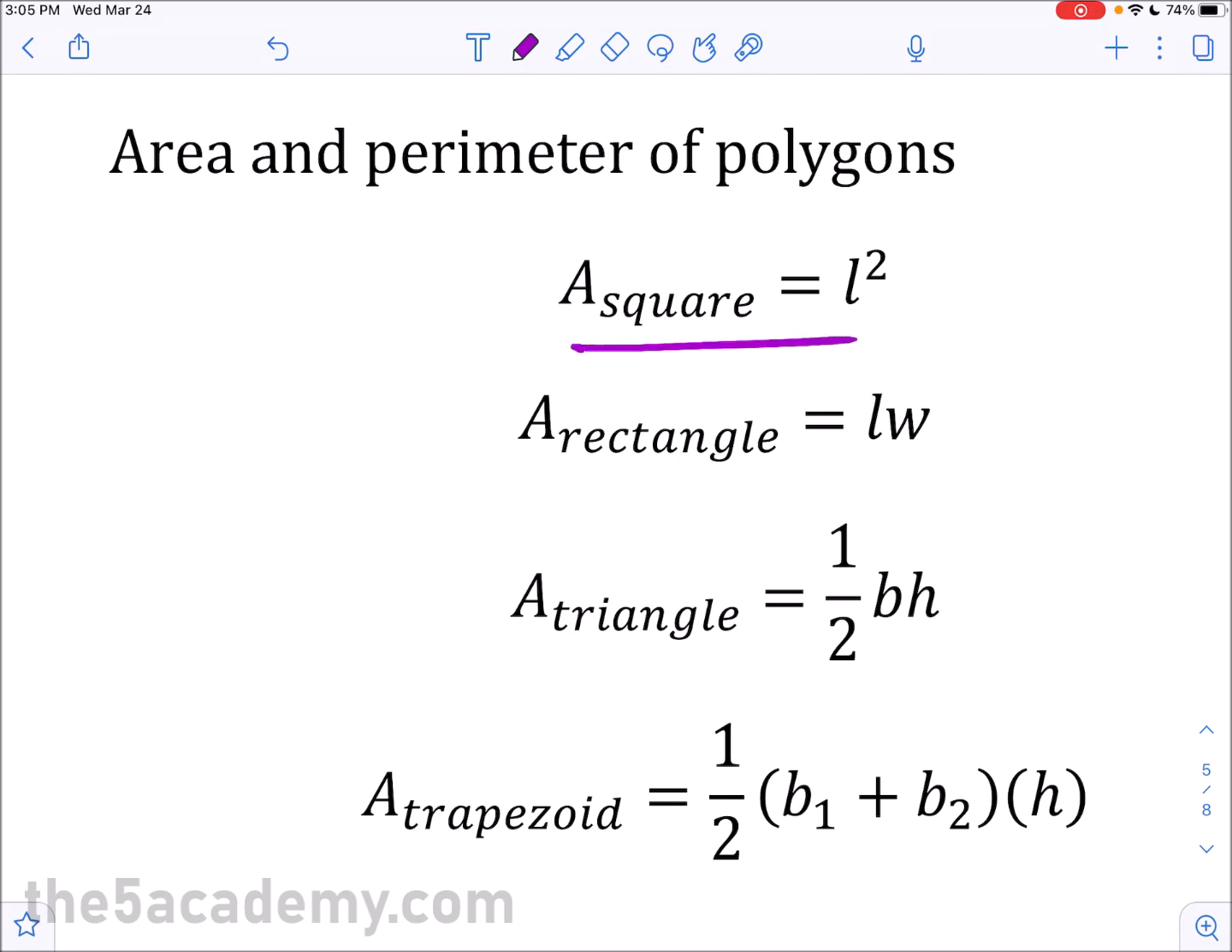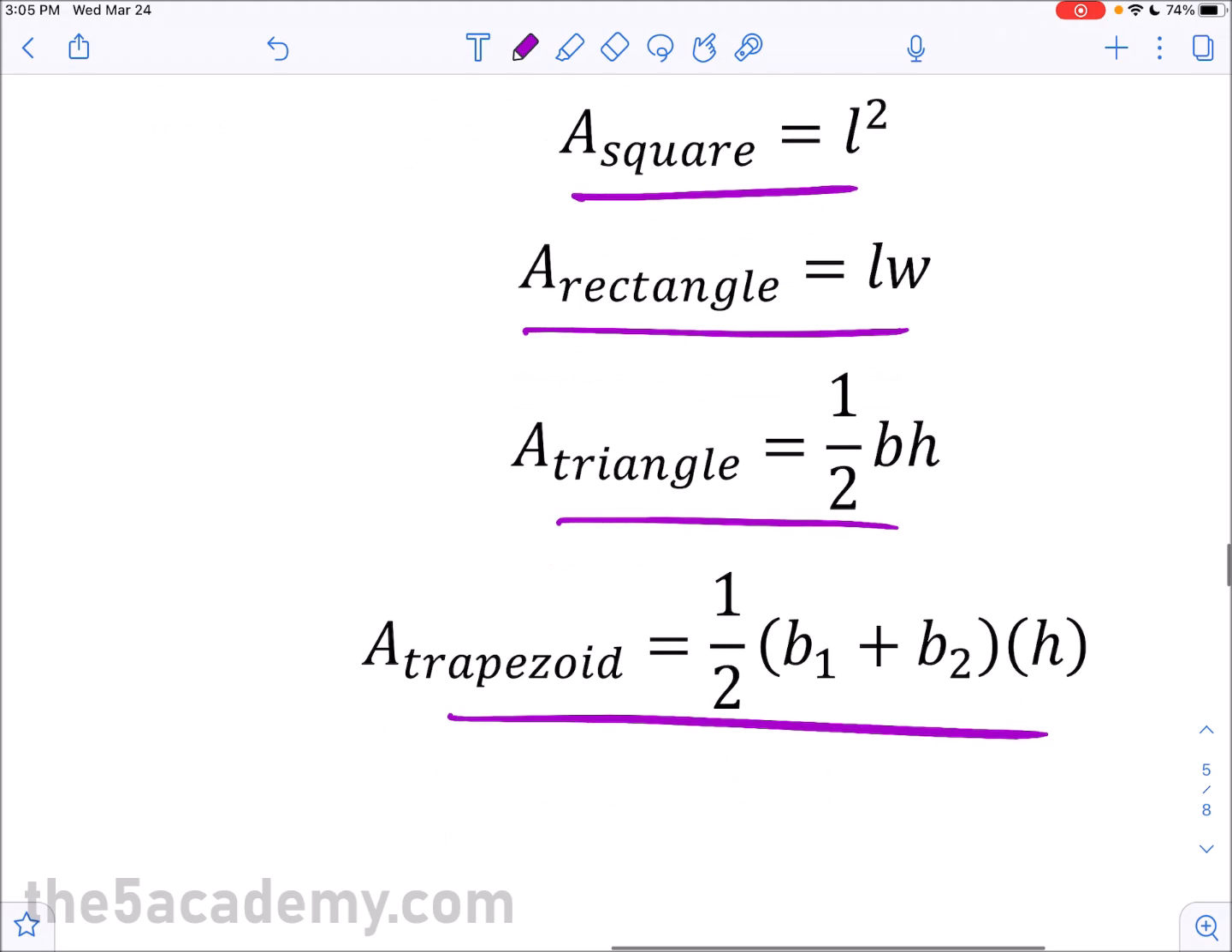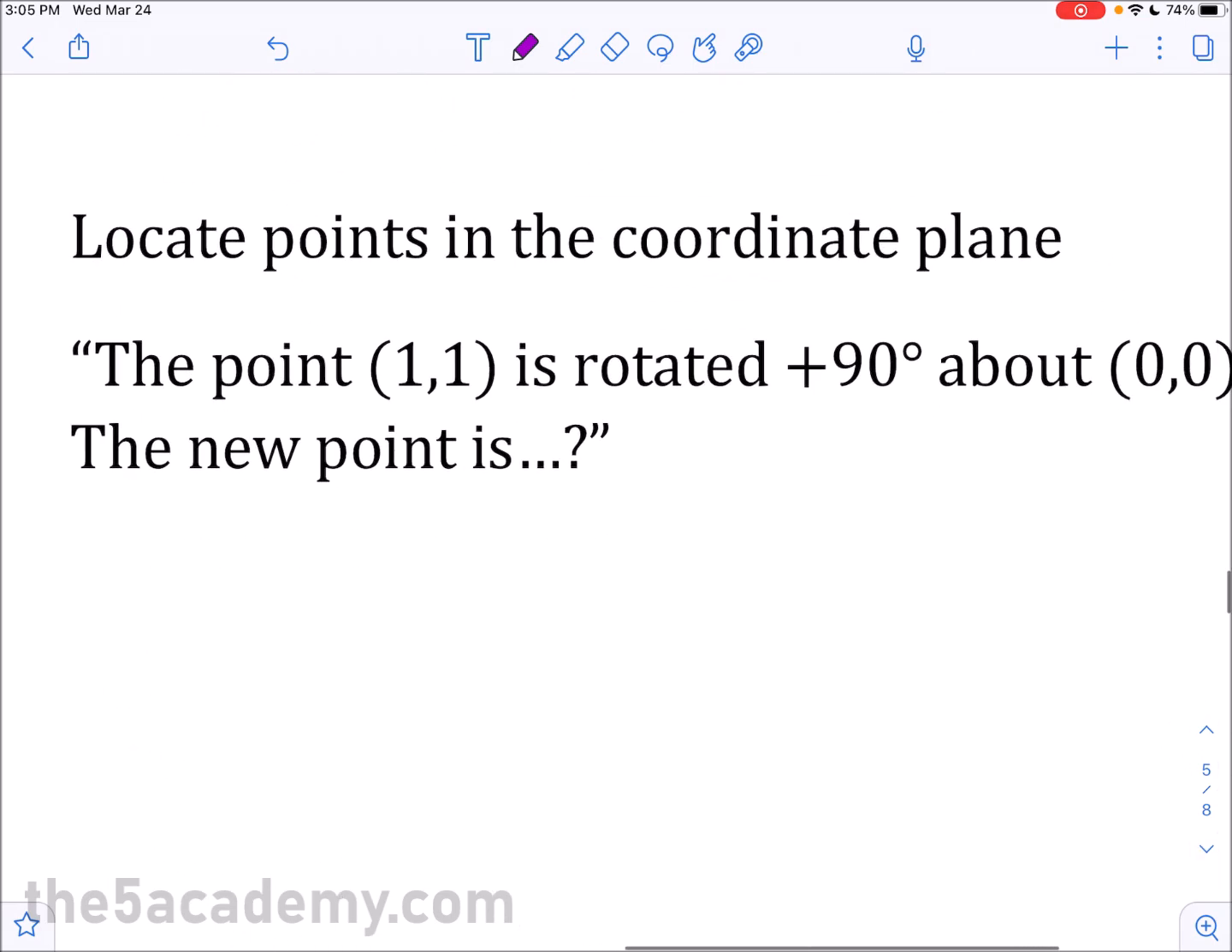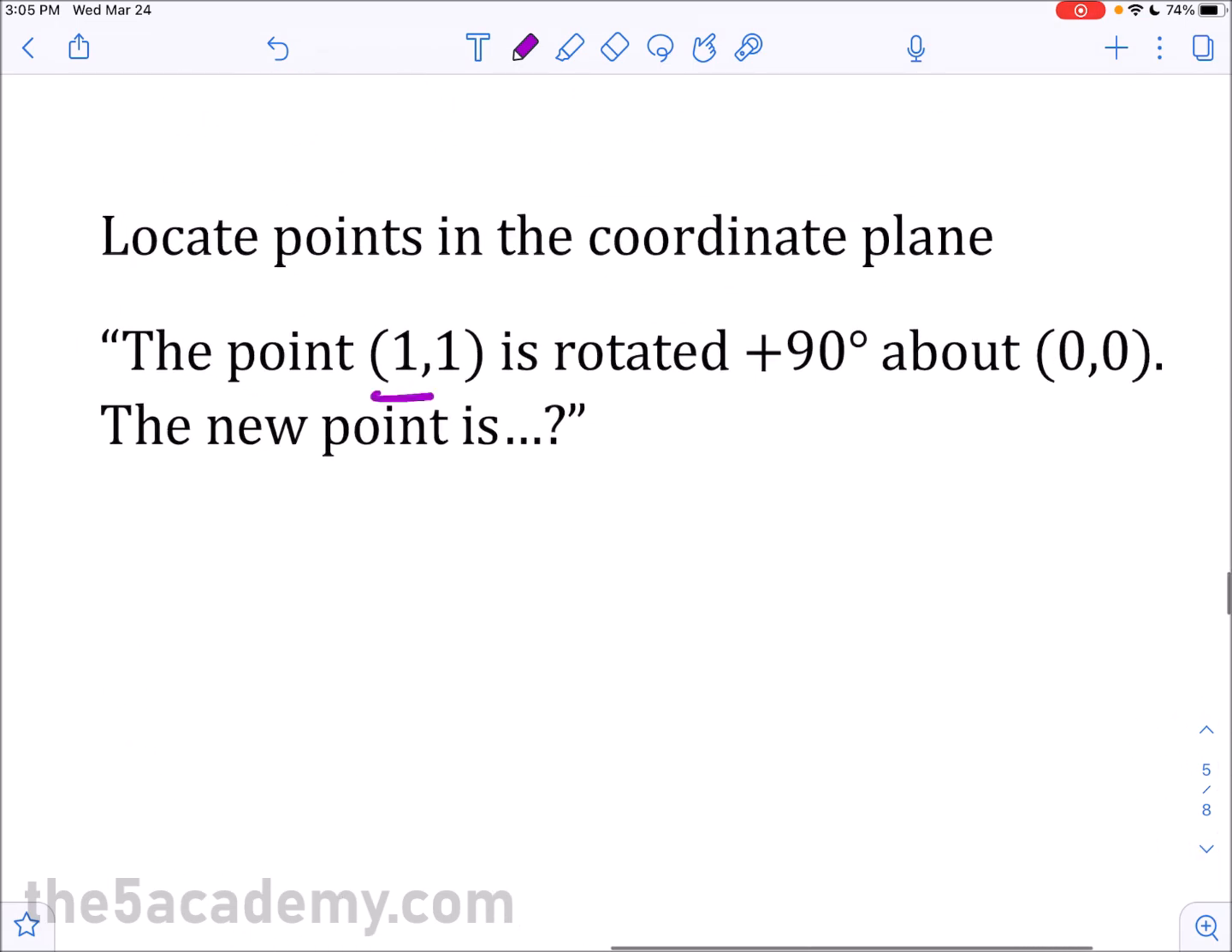Area and perimeter of polygons. So area of a square is length squared, and area of a rectangle is length times width. I mean, you can remember these. For the trapezoid, I just want to mention that B1 and B2 refer to the bases. So if this is B1, this is B2, and this is your height, this is your area of the trapezoid. You basically just take the average of your B1 and B2. Next, locating points on the coordinate plane, so the point 1, 1 is rotated plus 90 degrees about 0, 0.